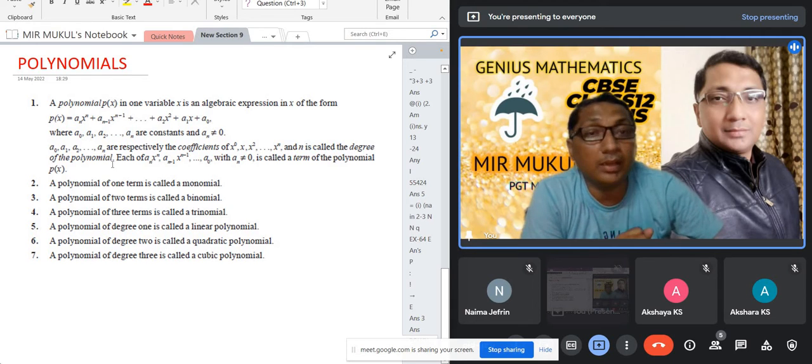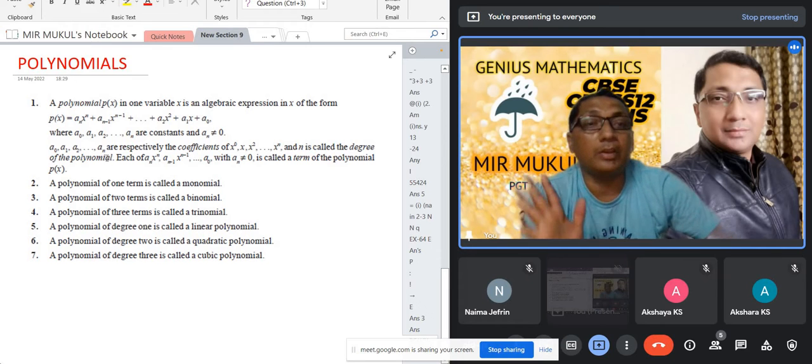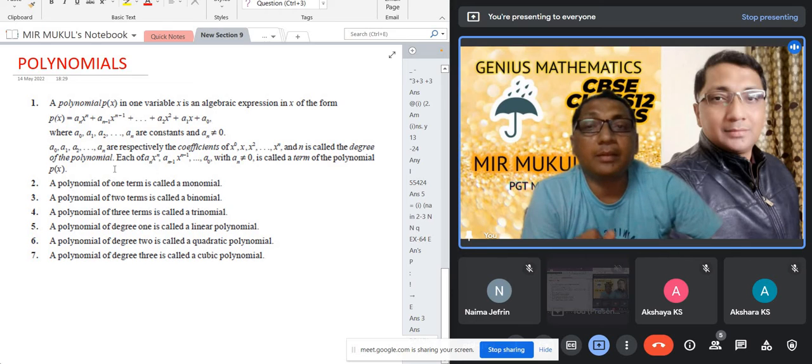What is the degree of the polynomial? The highest power of the variable in a polynomial is called the degree of that polynomial. Here n should be any whole number, that means from 0 to any whole number. But if it is any negative number or fraction, then we can say that it is not a polynomial.